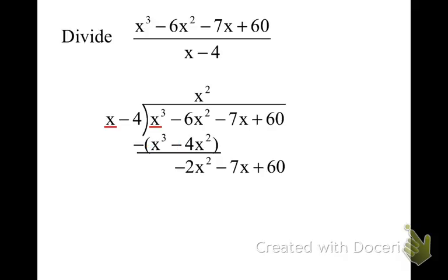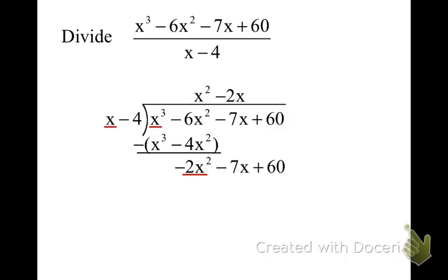And then I bring down, you can bring down just the next term or everything else. But remember, every time I'm only clearing that first term. I'm trying to clear one term at a time. So x times what equals negative 2x squared? Negative 2x. Good. Negative 2x. And so I'm going to place that up top, on top of the next term.